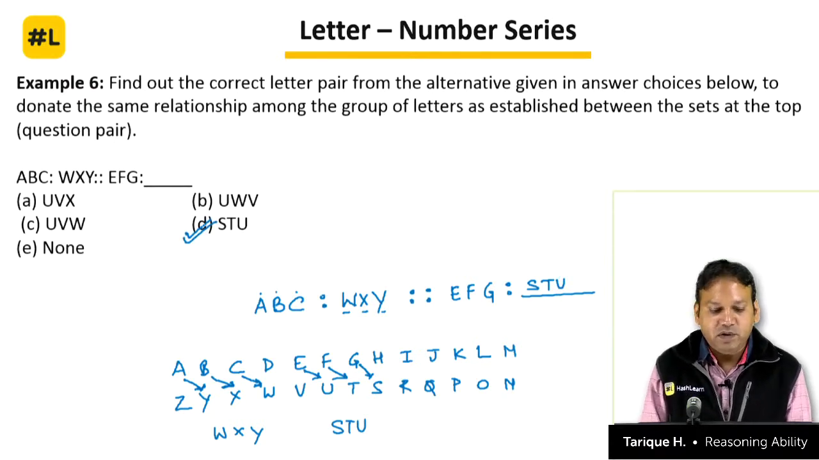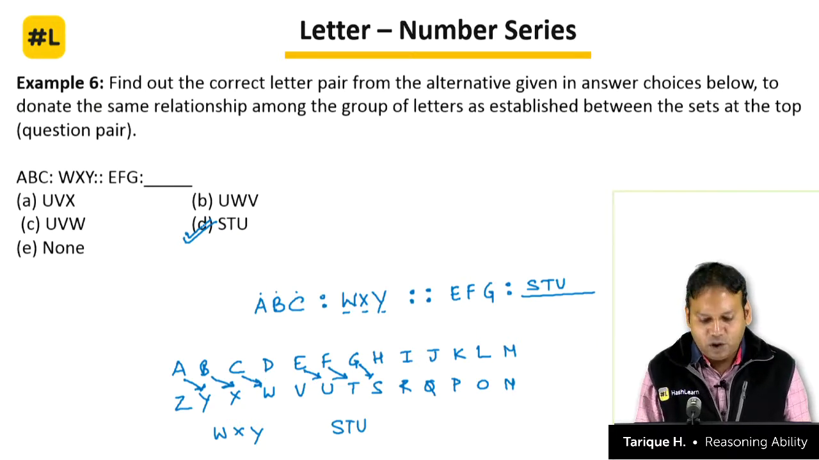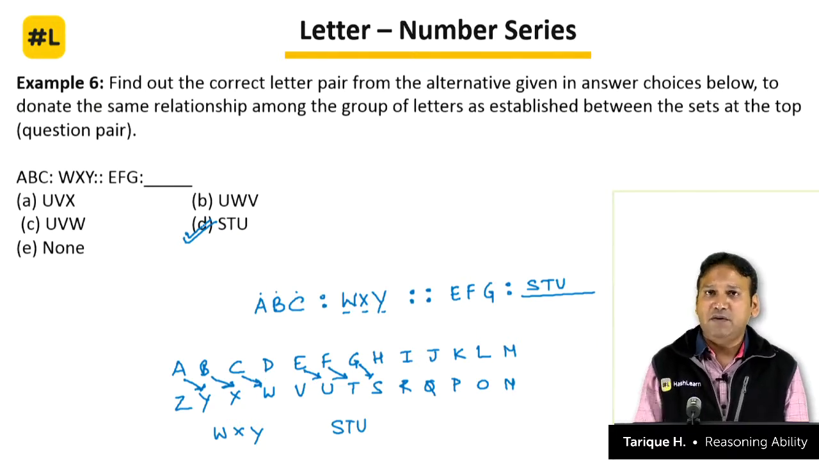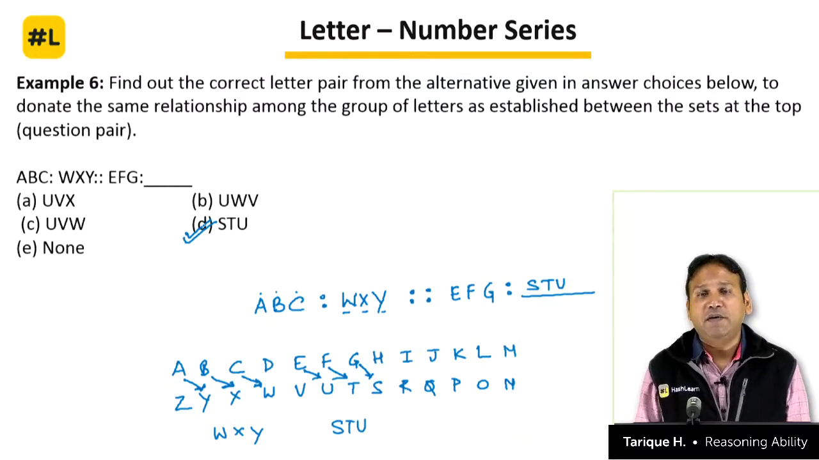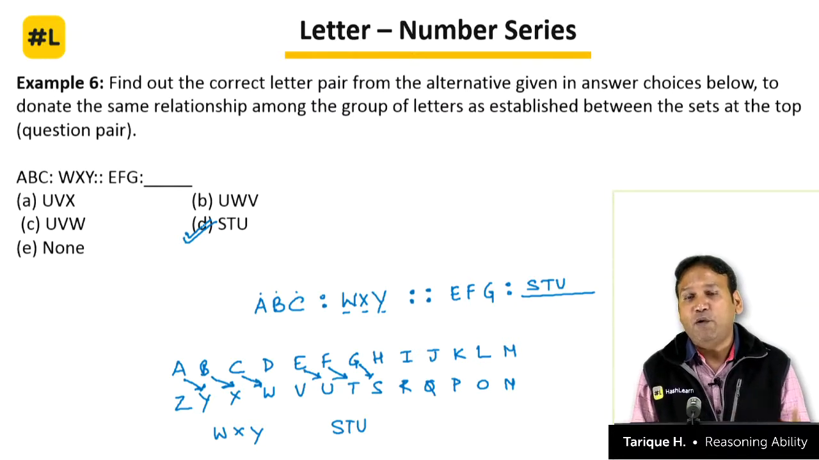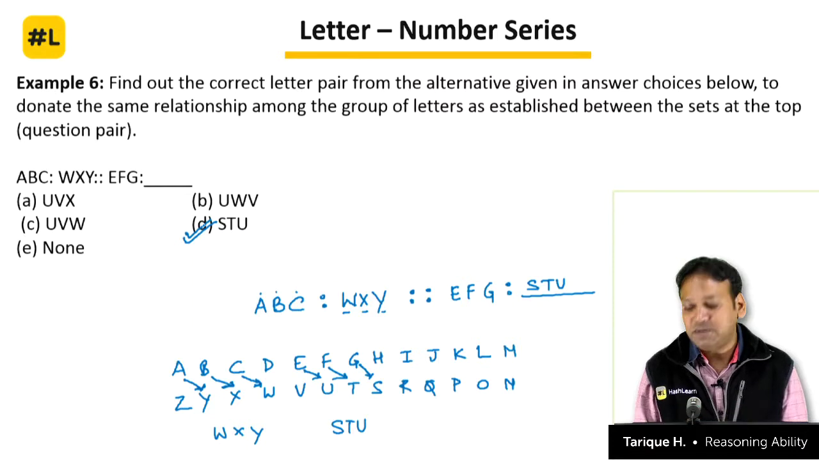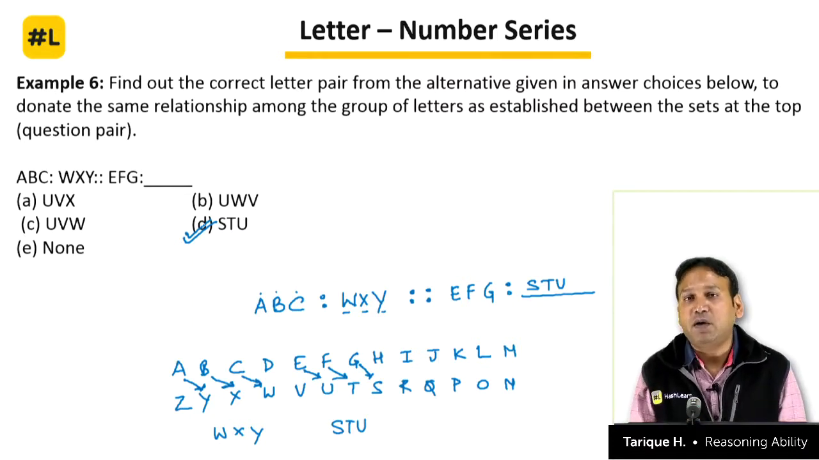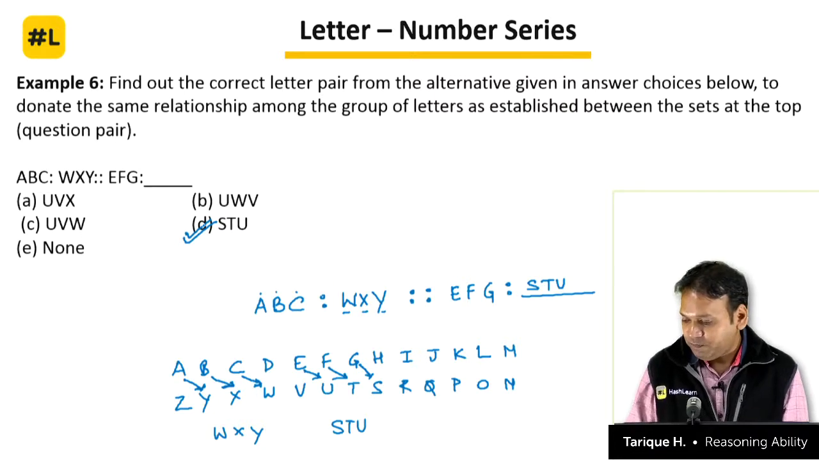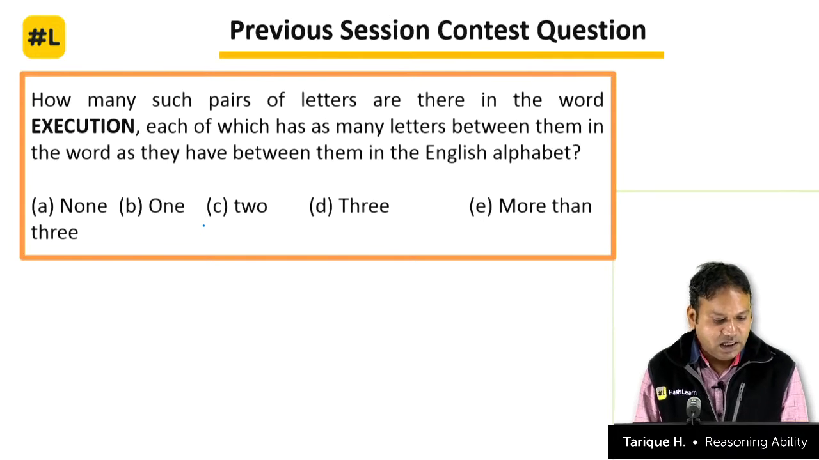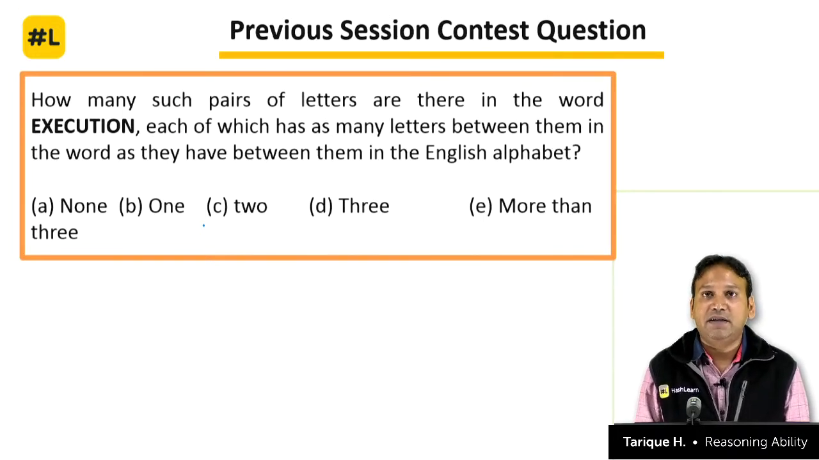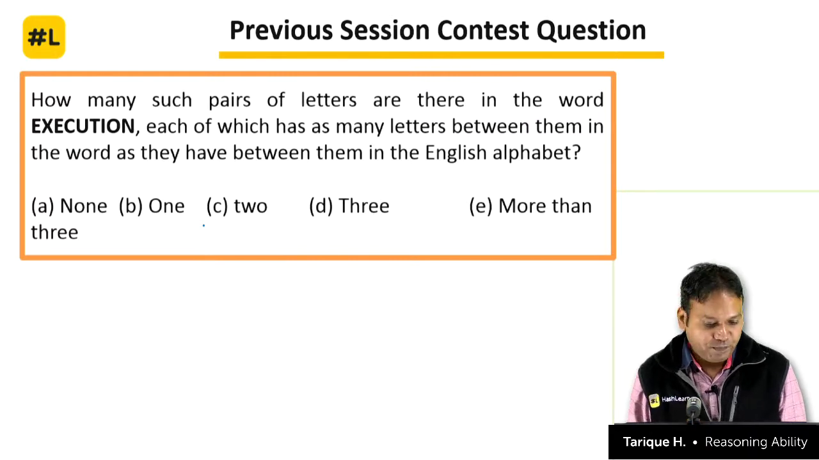Two questions we have seen, both based on the concept of opposite letters. Opposite letters, letter positions are very useful. In the first session of alphabet and letter reasoning also we have seen the concept of opposite letters, and here again we are using the same concept in letter number series. So although the question type is different from what we have discussed in session 1 and 2, some of the concepts are same. That is why all of these are grouped under one concept of alphabet and letter reasoning type questions. Okay, so now we look at the previous session contest question which I had discussed in the alphabet and letter reasoning session 2.